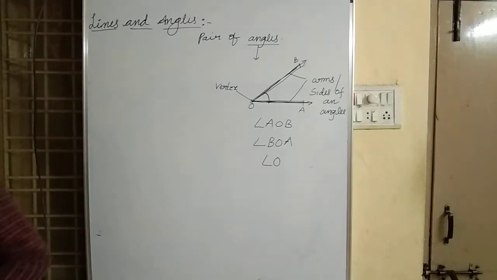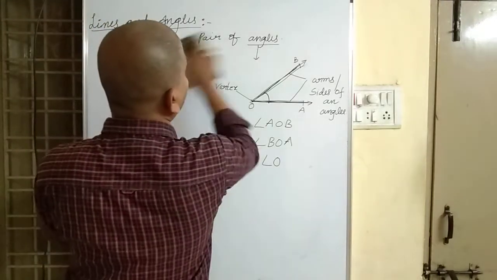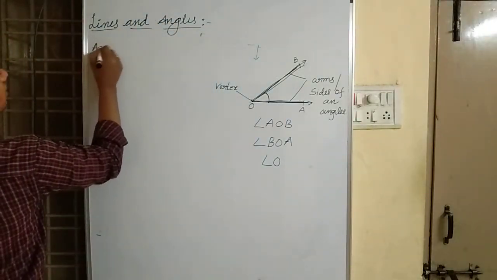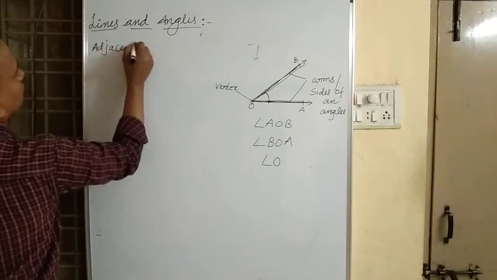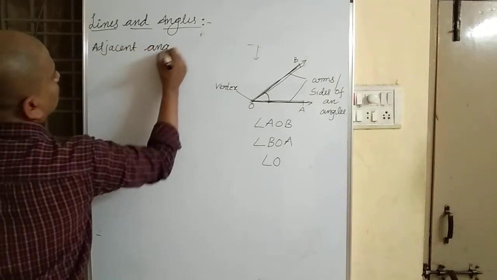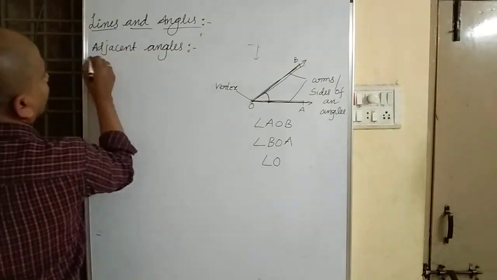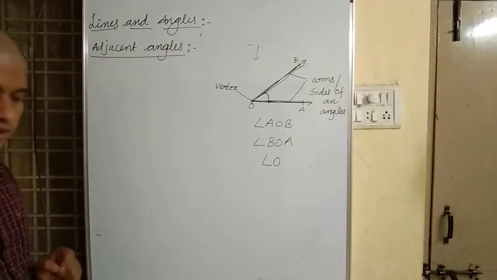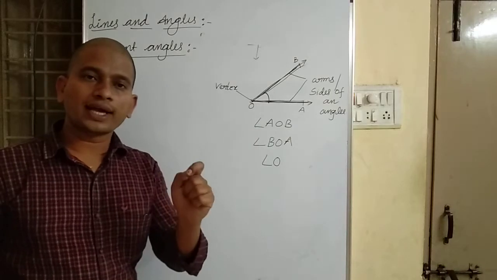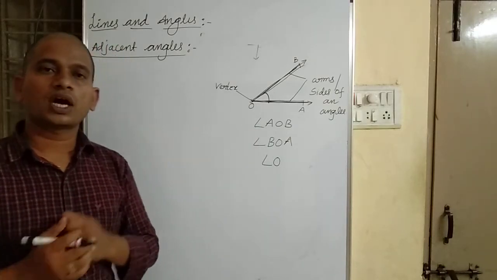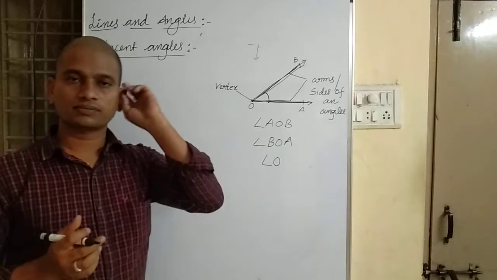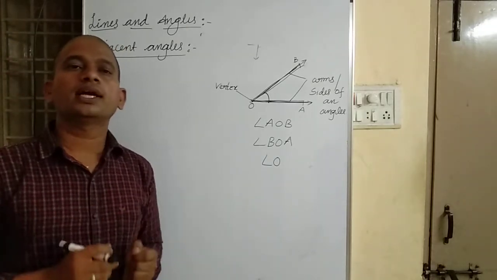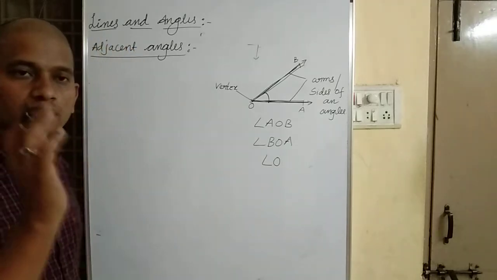So the first one is adjacent angles. Two angles in a plane are said to be adjacent angles. Suppose, let me draw.